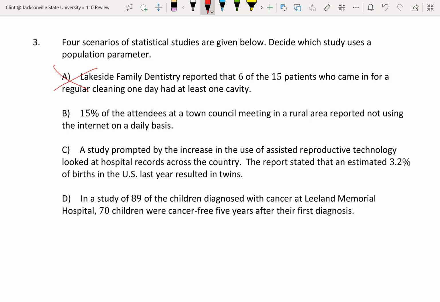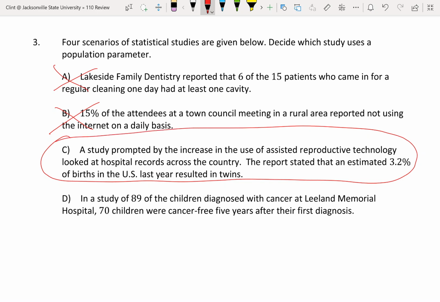B says 15% of the attendees at a town council meeting in a rural area reported not using the internet on a daily basis. To me, that one's a little tricky the way they have that worded. But that's only telling us about the people that came to the meeting. It's not telling us about all the people in that area. That's just telling us about a sample, so not that one. C says a study prompted by the increase in the use of assisted reproductive technology looked at hospital records across the country. The report stated that an estimated 3.2% of births in the U.S. last year resulted in twins. So that's telling us 3.2% of all births in the US. So that is our population parameter.